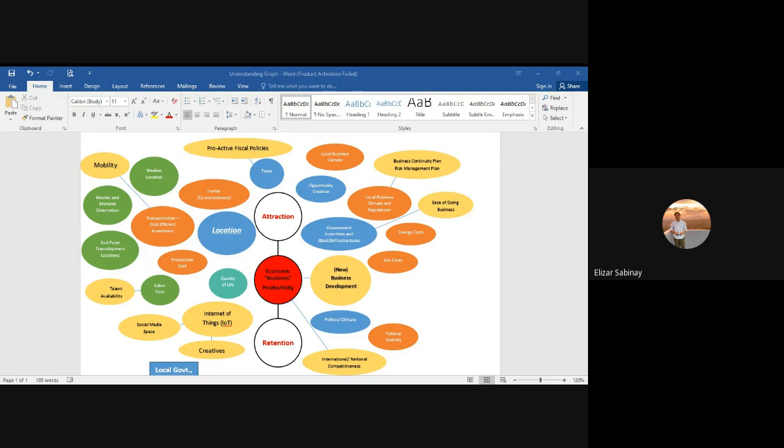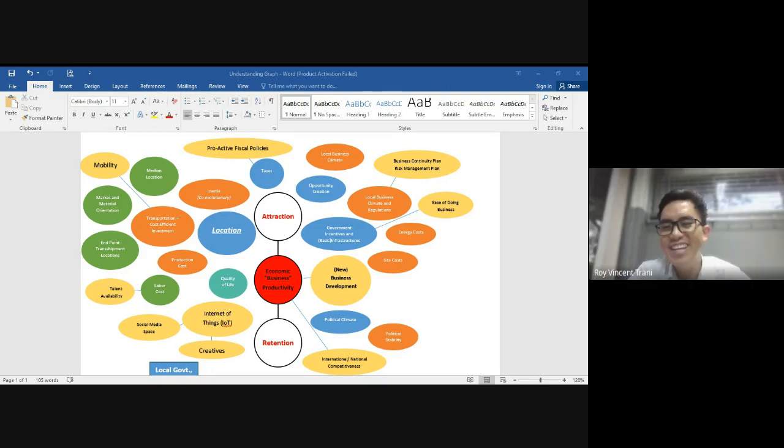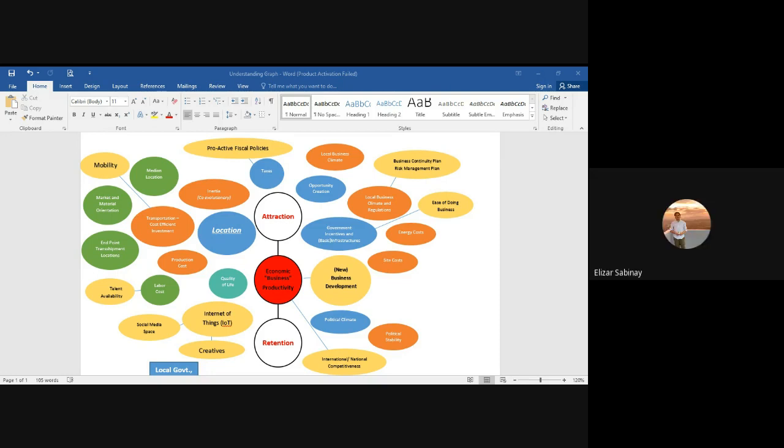Internet of Things is a game maker. It's a change maker. It could affect location, because right now, even though you're at home, you can be productive. You don't need to move. You don't need to go out. In fact, right now we're studying our masters, but we're not moving anywhere. But we're still productive, and it could affect location of businesses.